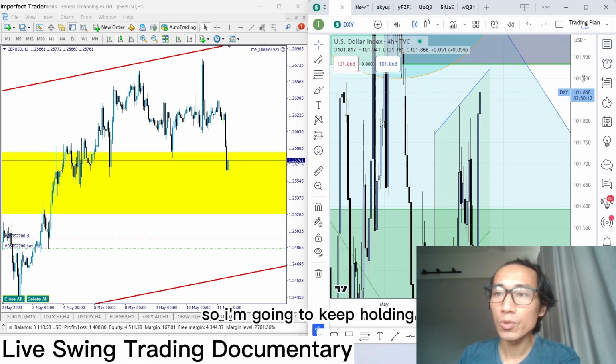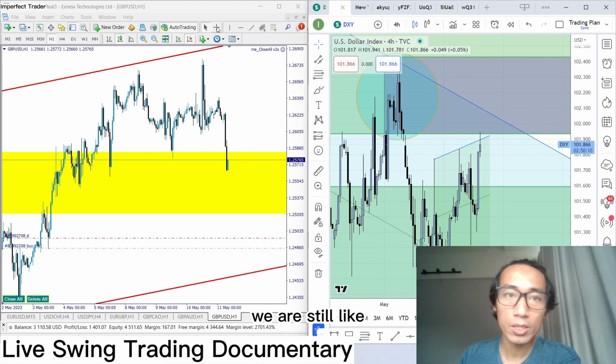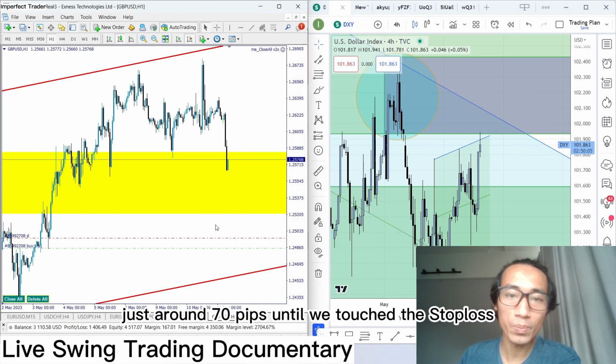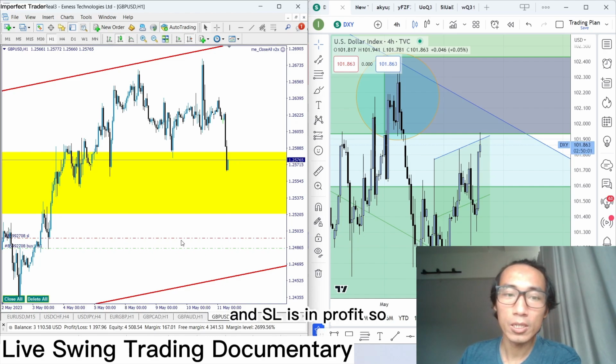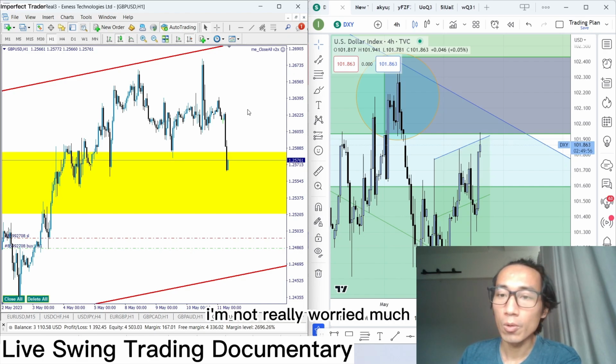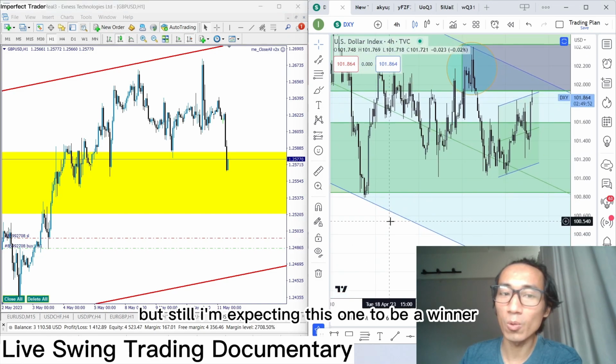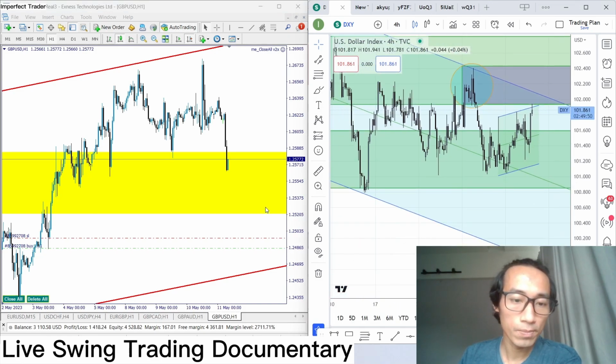So I'm going to keep holding. We are still around 70 pips away from the stop loss, and the stop loss is in profit, so I'm not really worried much. But still, I'm expecting this one to be a winner.